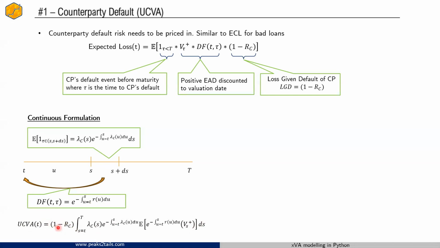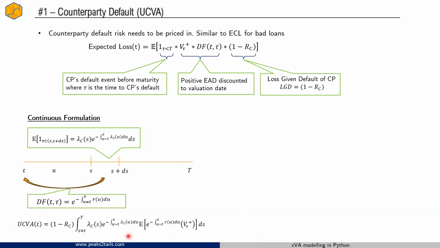Recovery: 1 minus recovery, which is the LGD, because it is constant, it came out. No issues with that. Then we integrate this random variable, right? Expectation is an integral. This part and ds captures the marginal default probability, multiplied by the expected discounted positive exposure at that point, V(s). Now this s will go from small t to capital T to capture the entire life of the instrument, because the counterparty can default at any point between t and capital T.